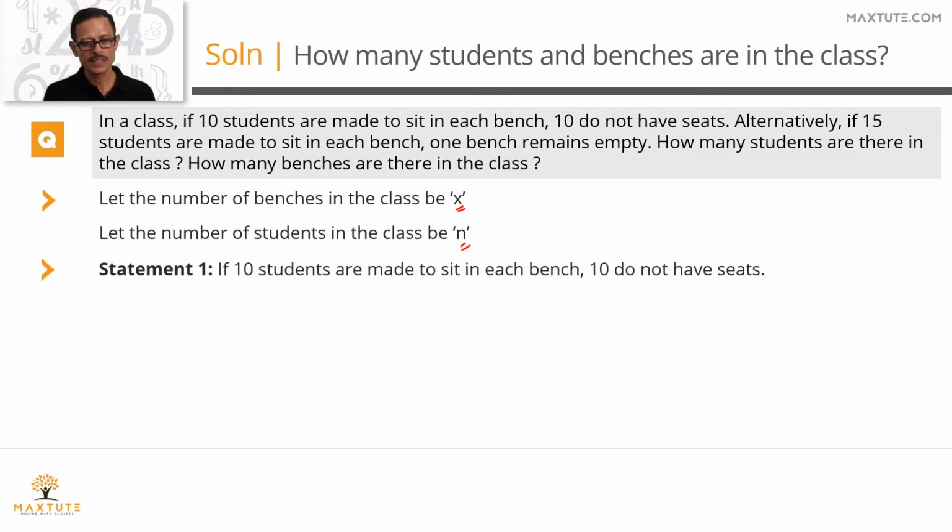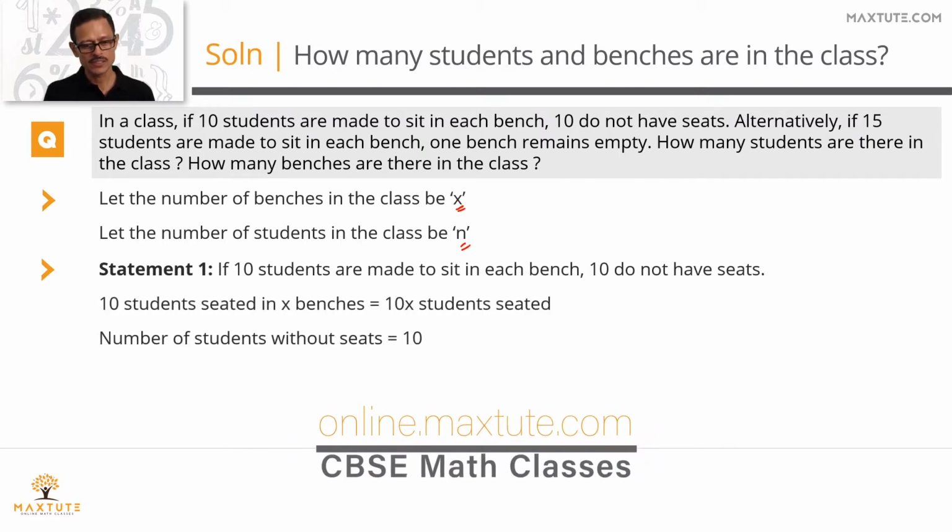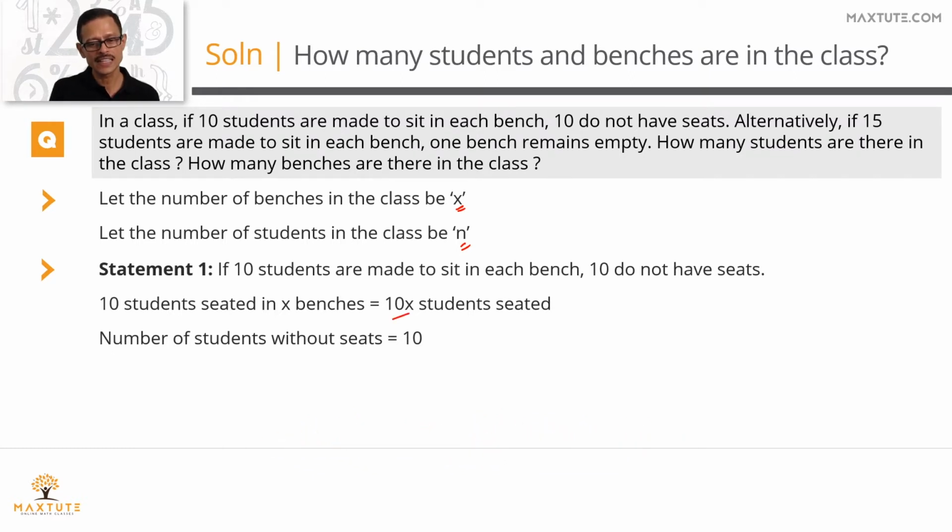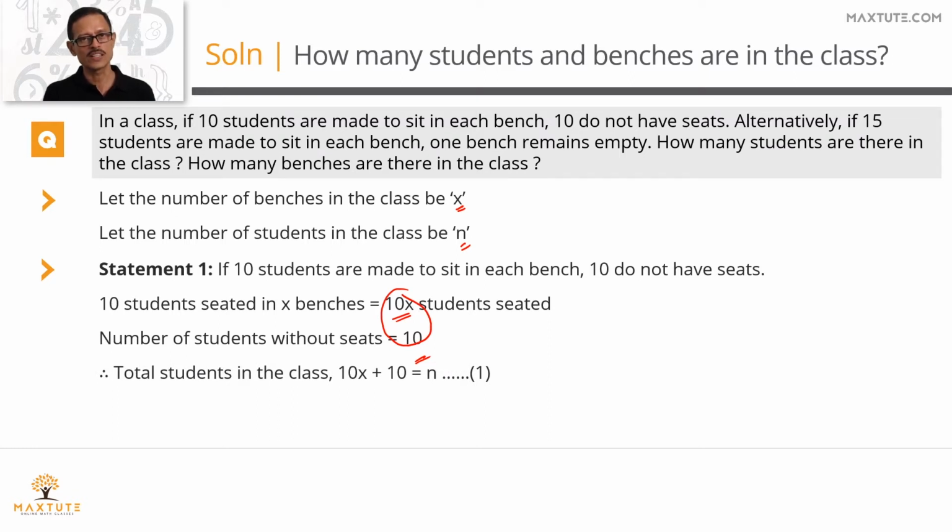Let's pick statement 1. 10 students are made to sit in the class. 10 do not have seats. How many benches do we have? We have x benches. How many students per bench? 10 students per bench. So how many students are seated? 10x are seated. How many do not find seats? 10 do not find seats. So if we add those who are seated and those for whom we have not been able to find the seats, we'll have the total number of students in the class. That's what equation 1 is. 10x plus 10 equals n.